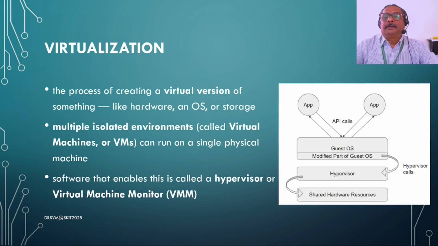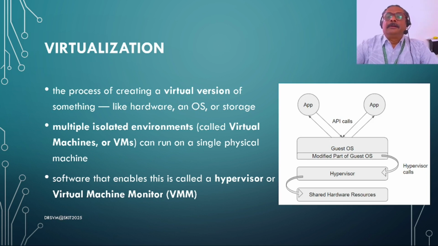So here, this gives a better picture of what we are talking about. We have shared hardware resources at the bottom, then a hypervisor, then a guest operating system, and on top of that applications are running. That is, the tasks are running. This talks about one user or multiple users. Various tasks are running through API calls, so they interact with their guest operating system. The guest operating system will interact with the hypervisor, and the hypervisor in turn will interact with the shared hardware resources like shared memory, shared CPU, and all that.